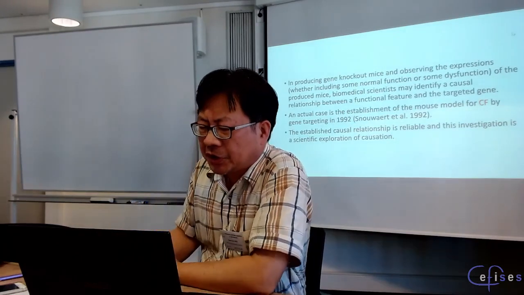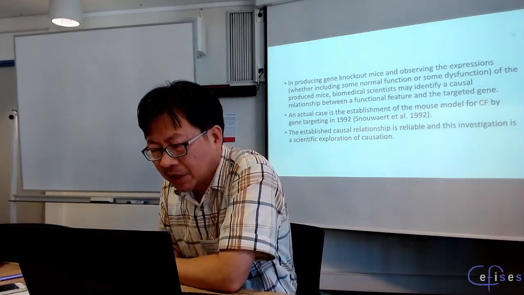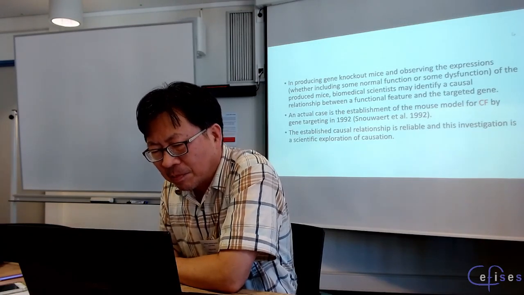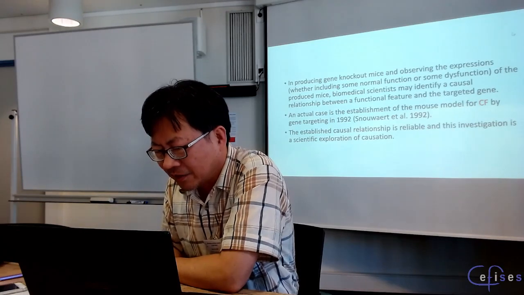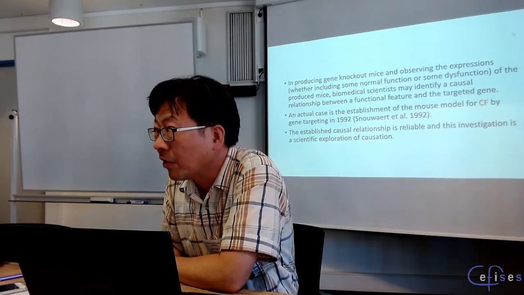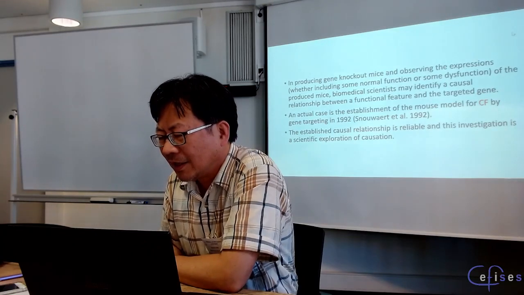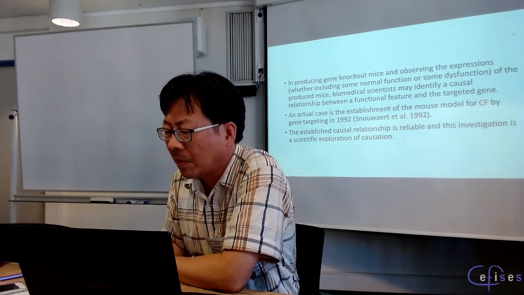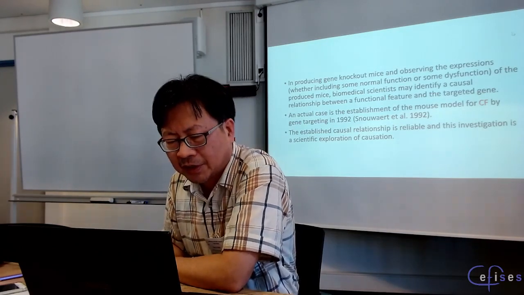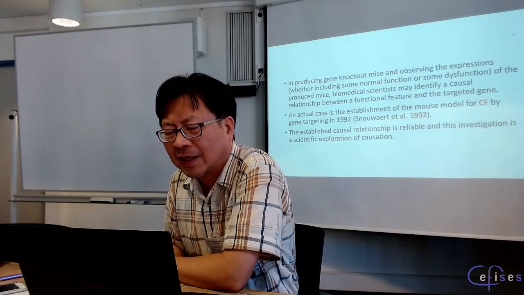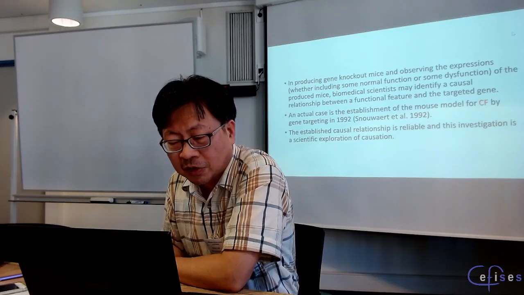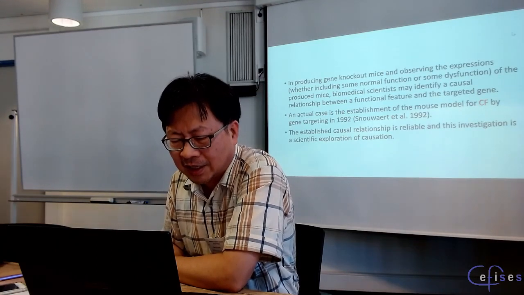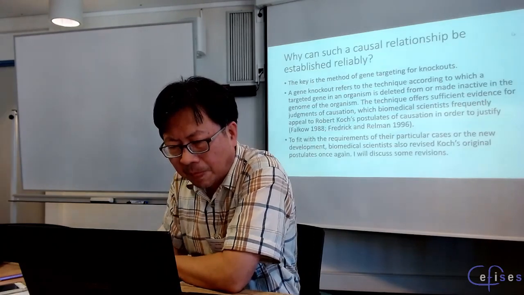In producing gene knockout mice and observing the expression of the produced mice, biomedical scientists may identify a causal relationship between a functional feature and the targeted gene. An actual case is the establishment of the mouse model for CF by gene targeting in 1992. The established causal relationship is reliable and this investigation is a scientific exploration of causation.